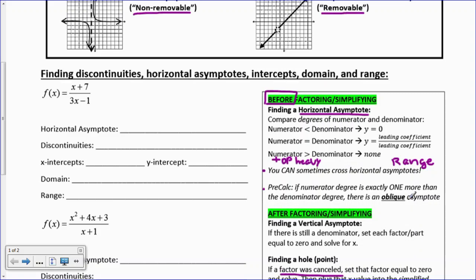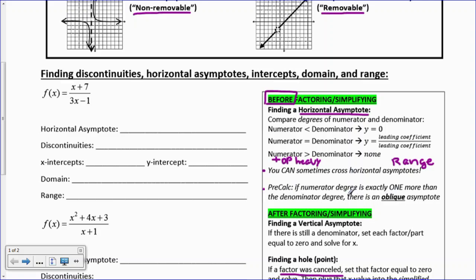An oblique asymptote is diagonal. We have seen horizontal and vertical in Algebra 2. In pre-calculus, you gain a diagonal asymptote, otherwise called an oblique asymptote. And so where we said none before for the horizontal, you will learn if you move on to pre-calculus that instead of having a horizontal, you'll have oblique.